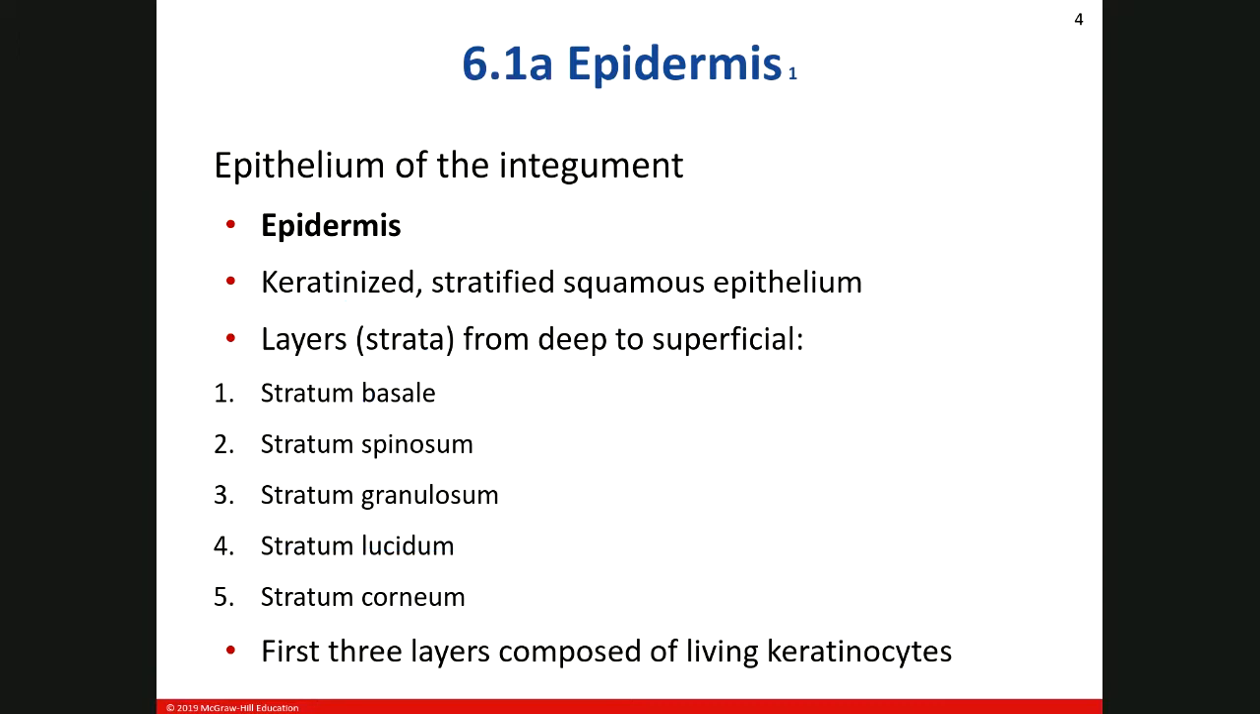These last three layers here, stratum granulosum, stratum lucidum, and the stratum corneum, those are dead cells. The stratum basale, stratum spinosum, and then stratum granulosum, that's when the cells start to kill themselves. So there's a mixture between living cells and dead cells in the stratum granulosum. We're going to go into that in more detail here.